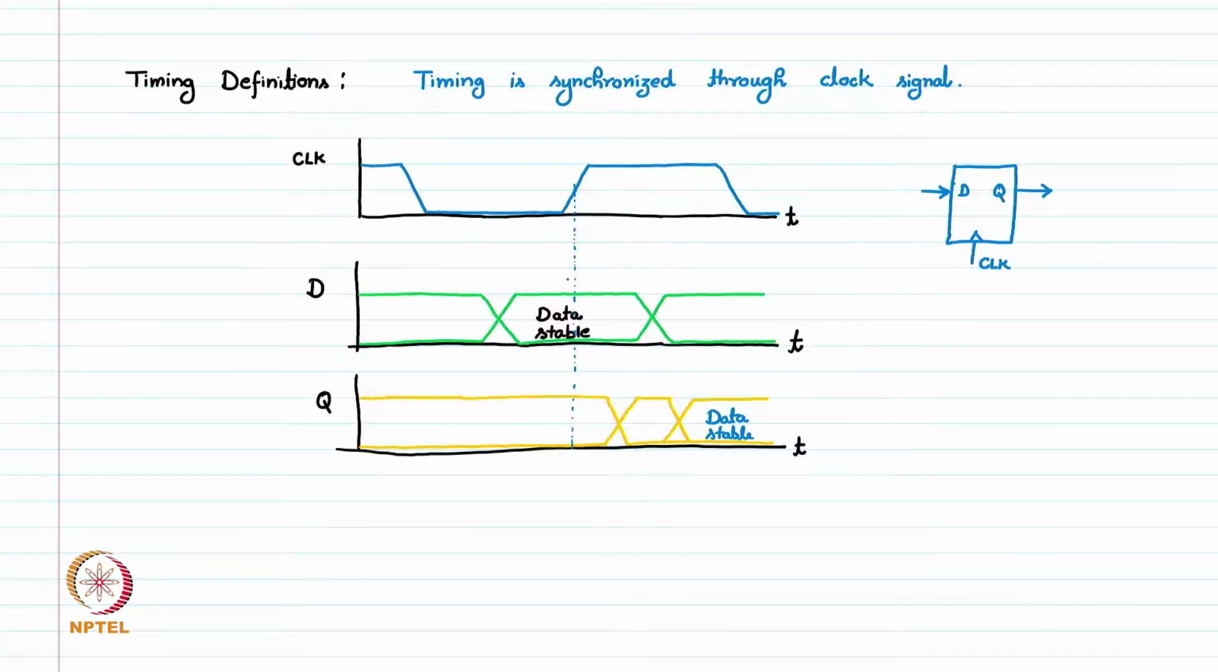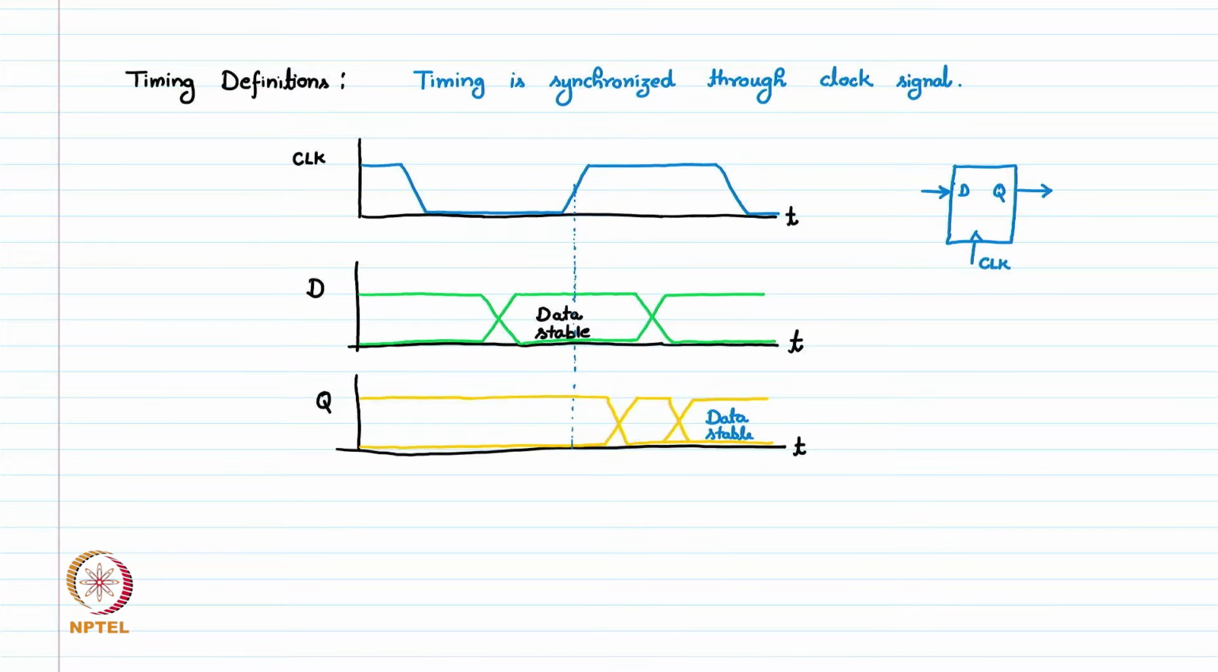One is before this time instance of this rising clock, my input data, whatever I am planning to write in the register, that should be stable. It should not be fluctuating or changing its transition. Before this clock arrives, all my data should be stable, and for that much time before this rising edge the data should be stable. That time is called the setup time.